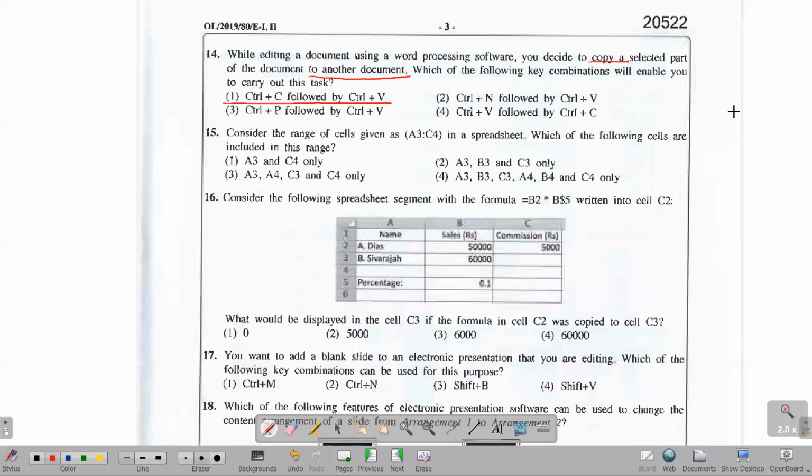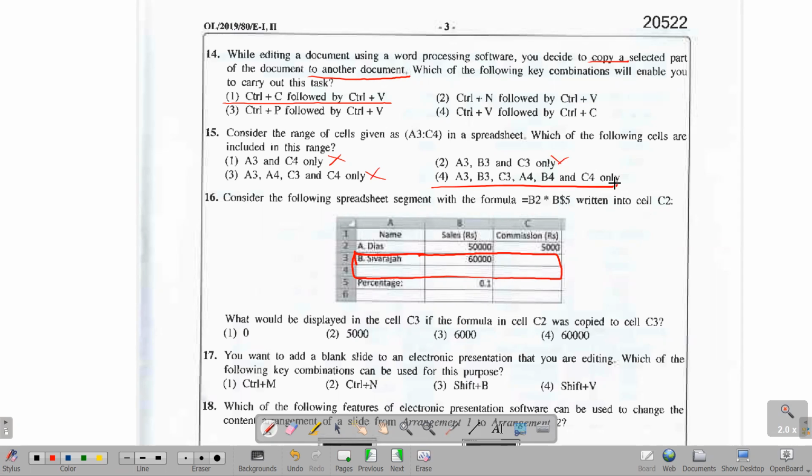Consider the range of cells given as A3 to C4 in a spreadsheet. Which of the following cells are included in this range? Now A3 to C4, if I mark it below, A3 means this, C4 means this. So this is the range, right? So A3 and C4 only? No. A3, B3 and C3? Not again. A3, A4, C3, C4? Not again. This one is going to be the answer.